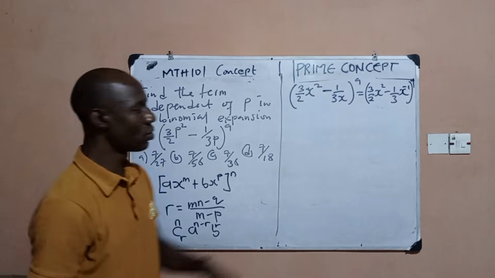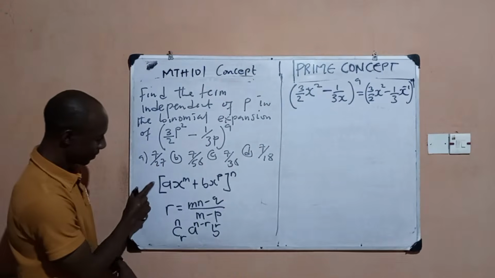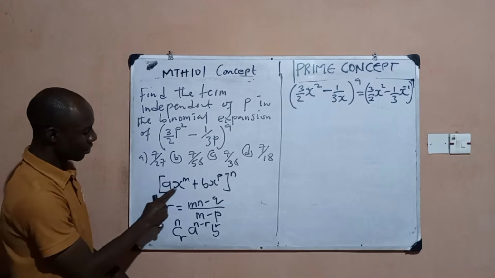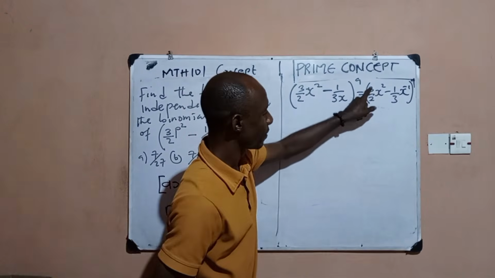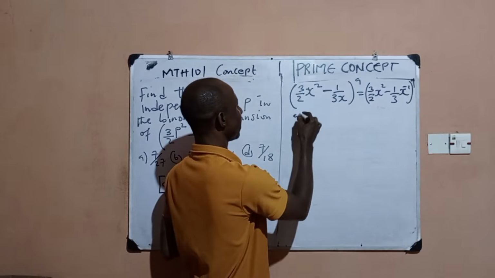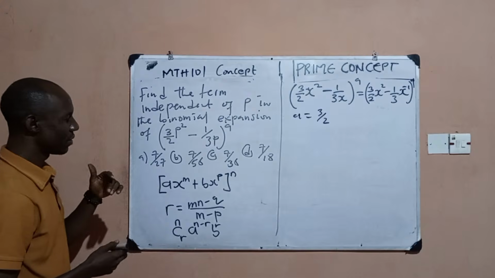Now see what I'm going to do. I'm going to compare this to this. What is the coefficient of x in this place? It is a. What is the coefficient of x in this place? It is 3 over 2. So it means that a is 3 over 2.